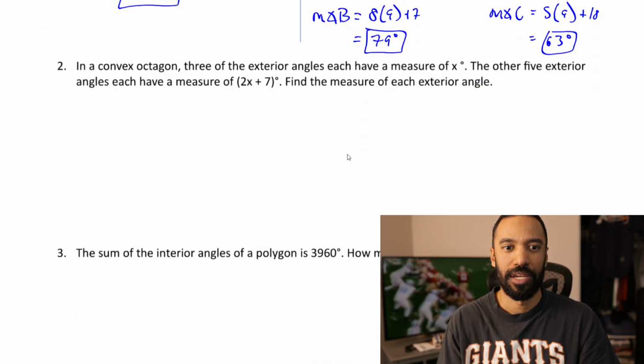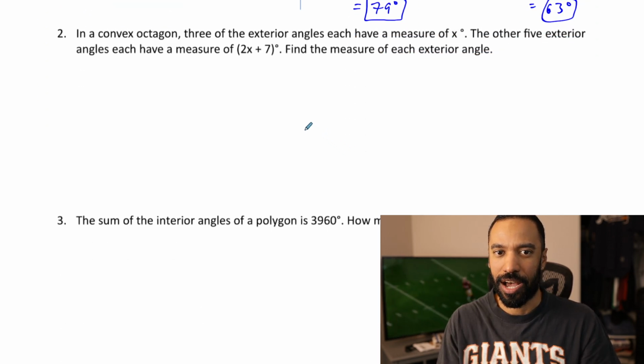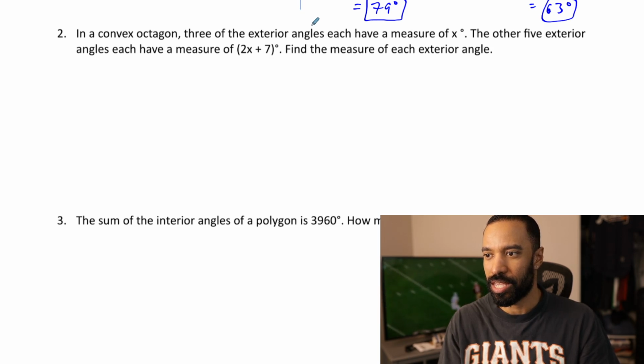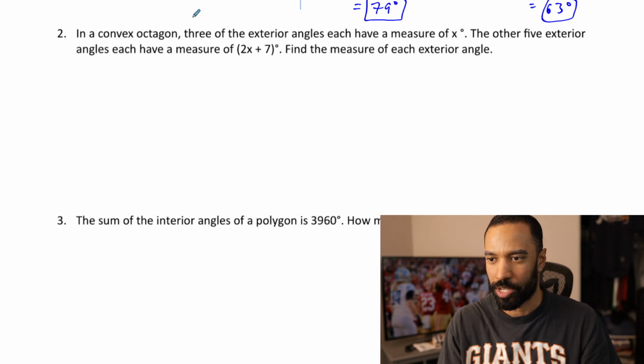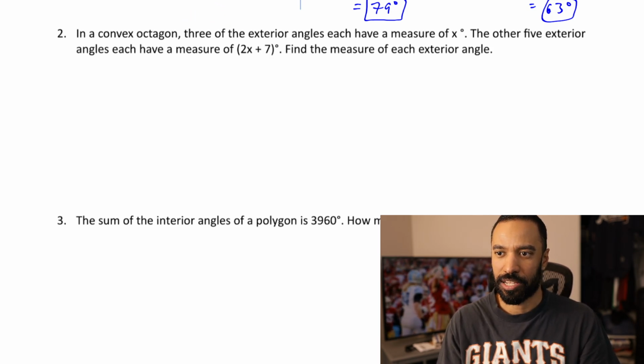Okay, I'm going to go ahead and move down. Number 2, in a convex octagon, 3 of the exterior angles each have a measure of x degrees. The other 5 exterior angles have a measure of 2x plus 7 degrees. Find the measure of each exterior angle.